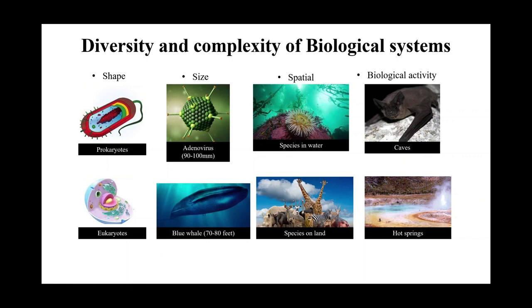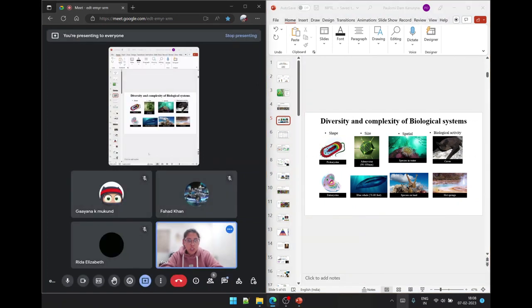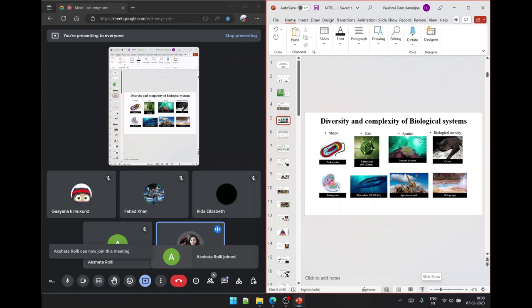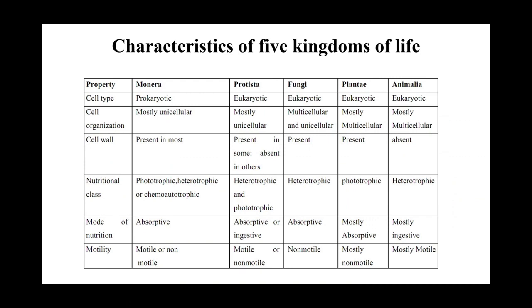So they are not only present, like I mentioned, on water and land, they could be in caves. And if they are in caves, they are very much adapted to cold conditions. If they are present in hot springs, they are adapted to hot conditions, or highly acidic or salty conditions. So all these organisms living in different habitats have evolved adaptations to survive best there. That's how biological diversity is enhanced.